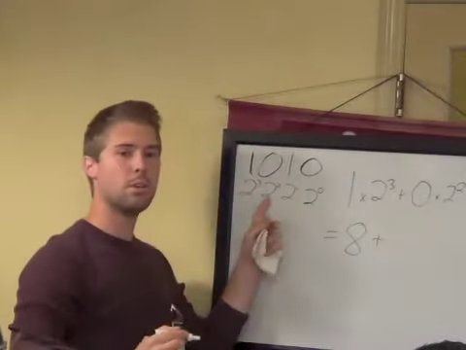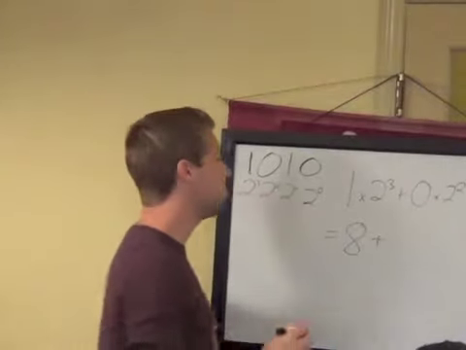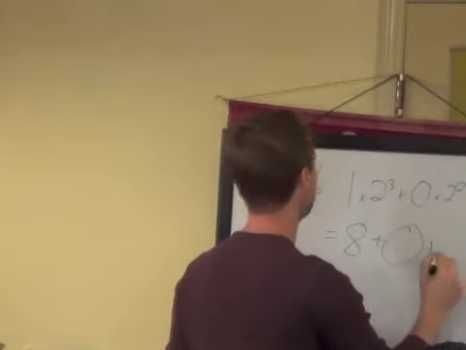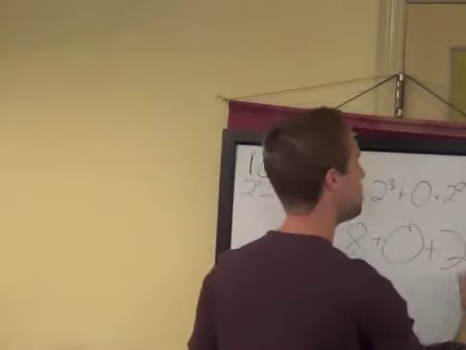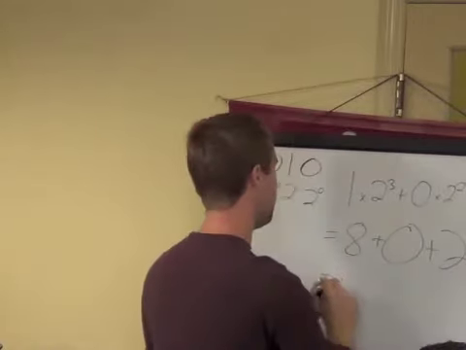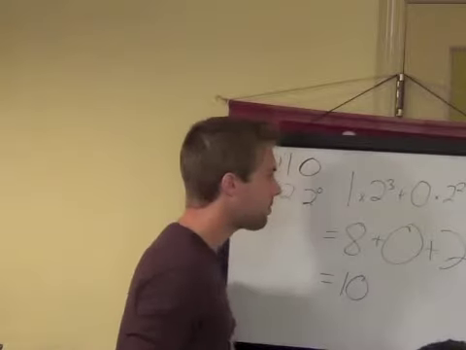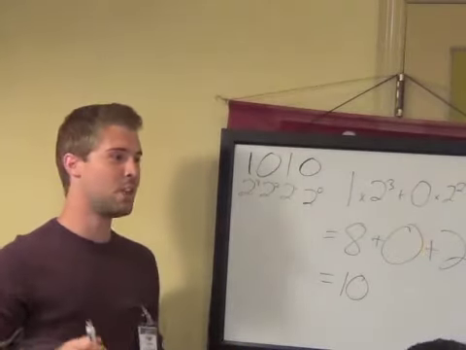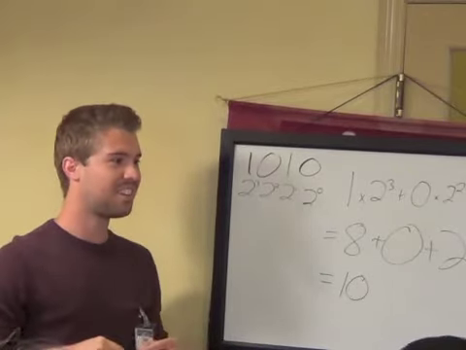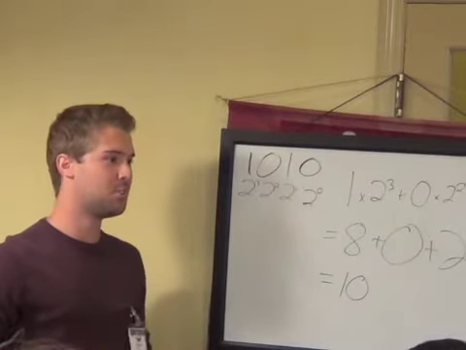Plus what's 2 to the second power? 4 times 0? 0. 2 to the first power? 2. 2 plus 0. This number is 10. Wow, that was easy. Did you know that before I did this? Jim? Did you know that before? You did?